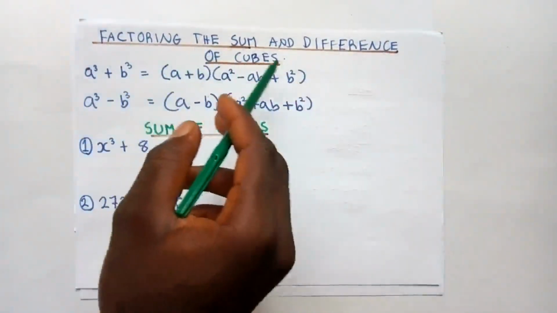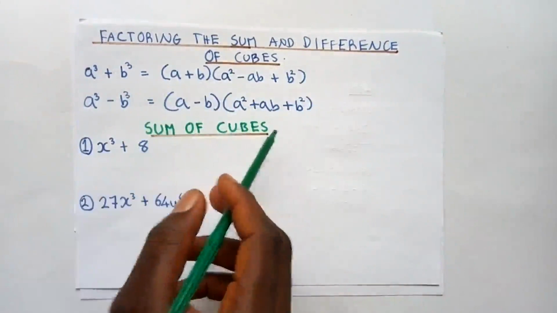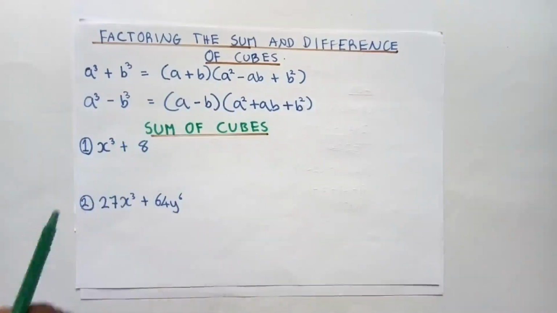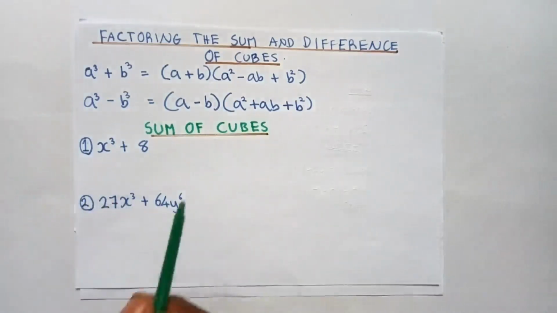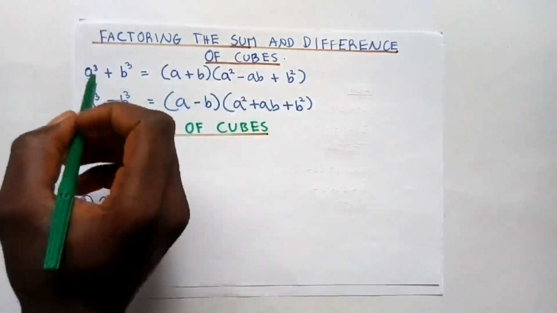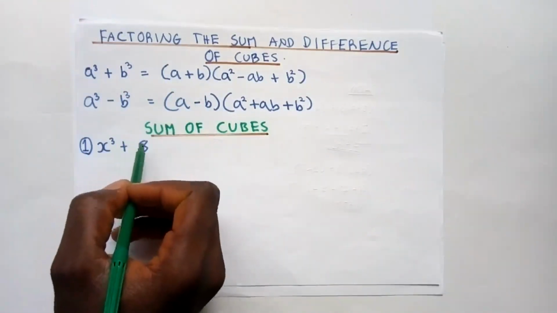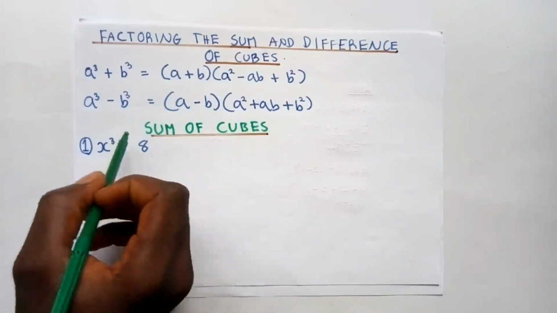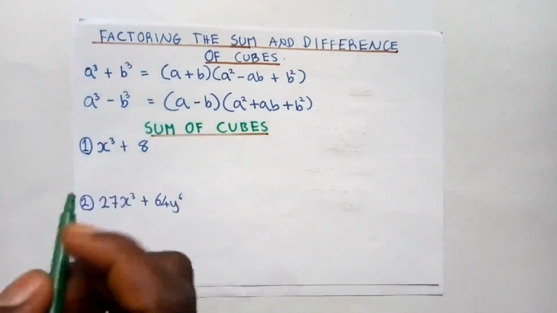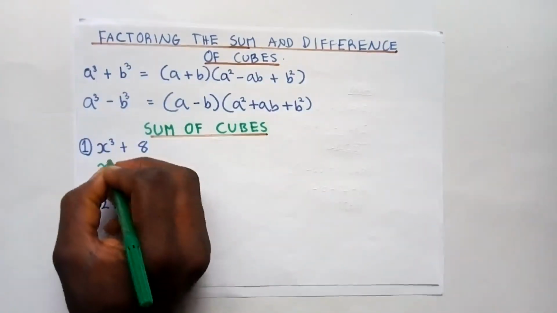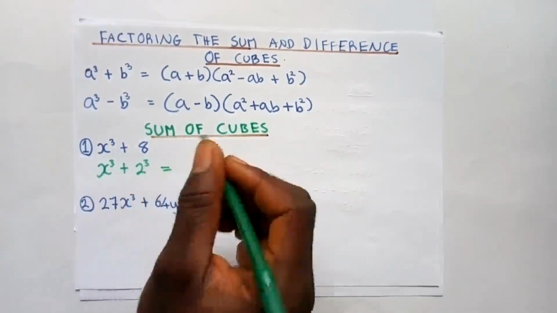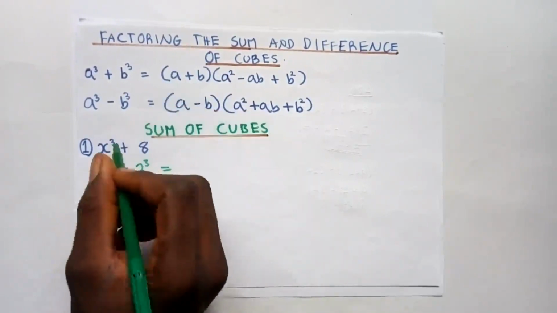Factoring the sum and difference of cubes. Sum of cubes. So when we are given this kind of polynomial, x raised to the power of 3 plus 8, you want to factor this. We can use sum of cubes to factor this. And look at the formula here. When you are given something like this, x raised to the power of 3 plus 8, we can represent it in this format, a raised to the power of 3 plus b raised to the power of 3. So this can be written as x raised to the power of 3 plus 2 raised to the power of 3. And the answer now becomes a plus b, which is x plus 2.